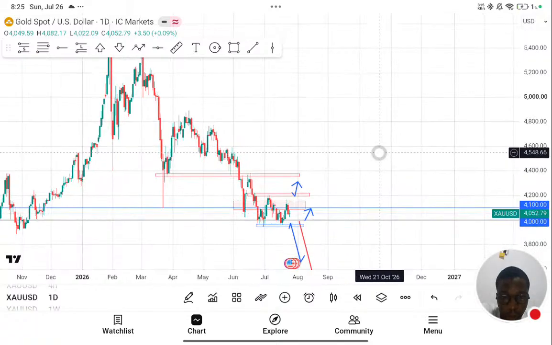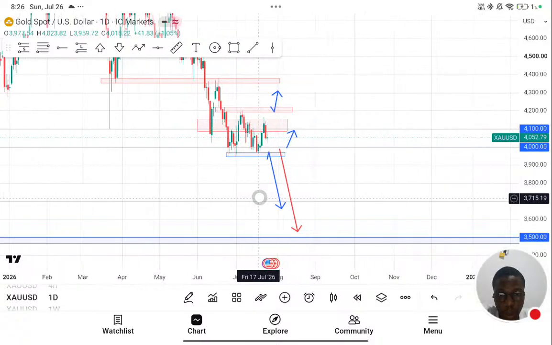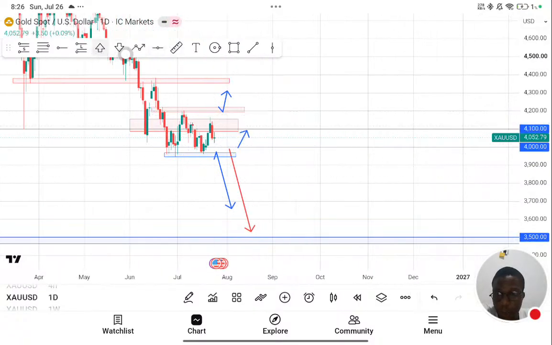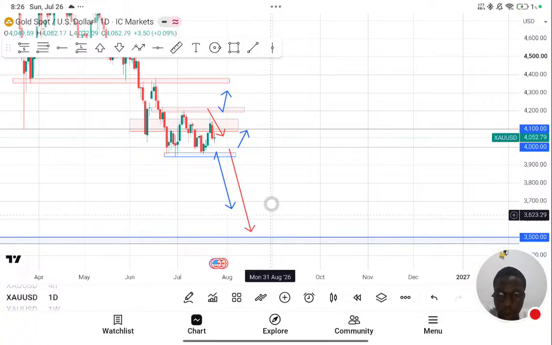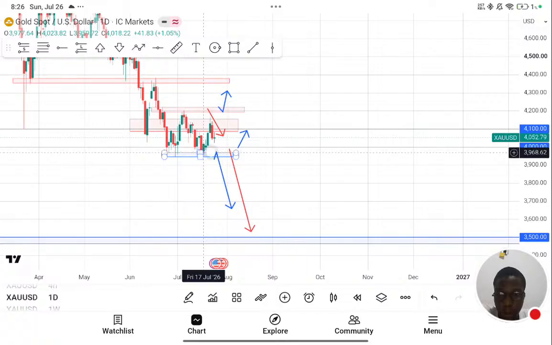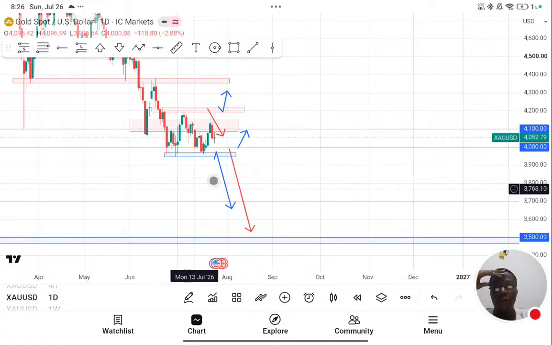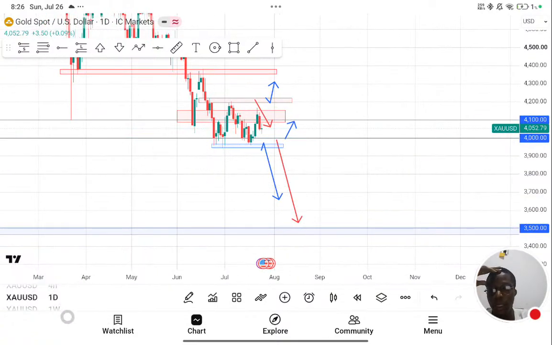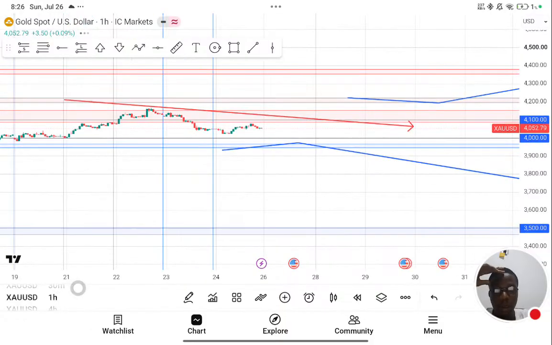So gold is looking bearish. Everything from here is pointing downward, unless otherwise happens. But don't transact in between. If you want to buy, wait for price to come to the bottom, buy. If you want to sell, wait for price to come above 4,000, sell, and you have your peace. But if you transact anywhere in between, you might get badly burned.